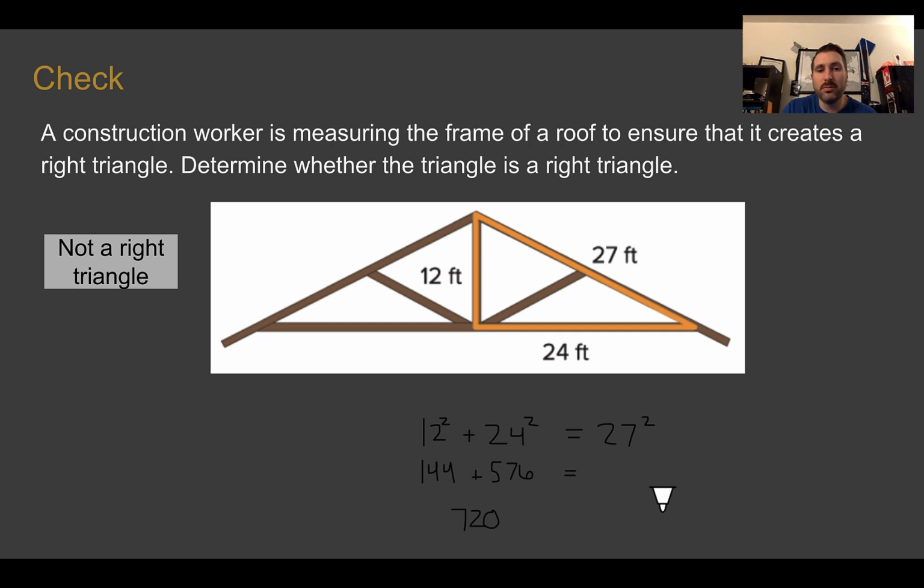Does that equal 27 times 27? 27 times 27 is 729. Are those two things equal to each other? They are not. So this is not a right triangle. It's close, but it is not a right triangle. In order for it to be a right triangle, it has to be exact.